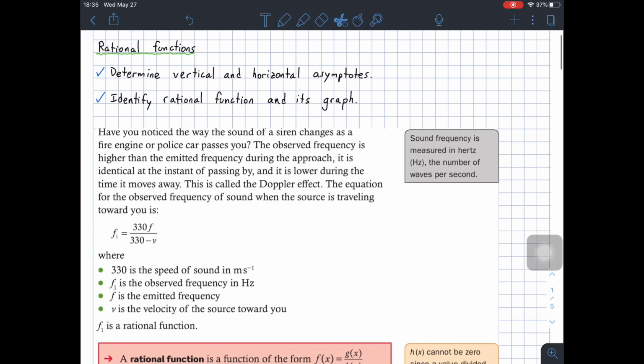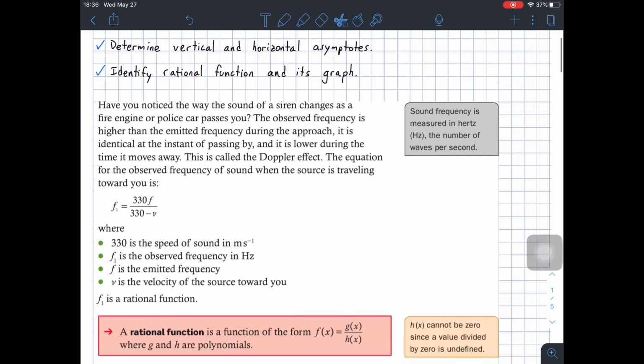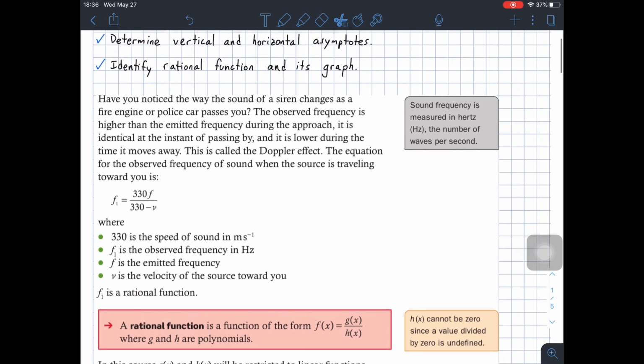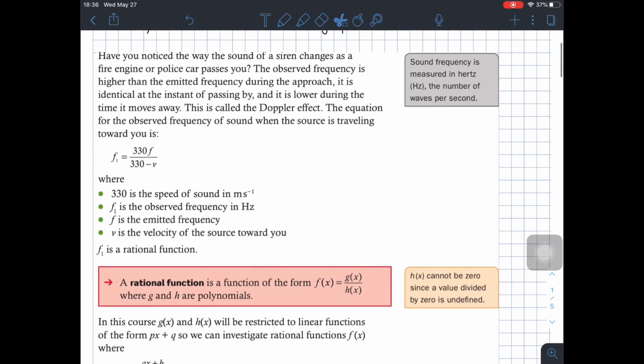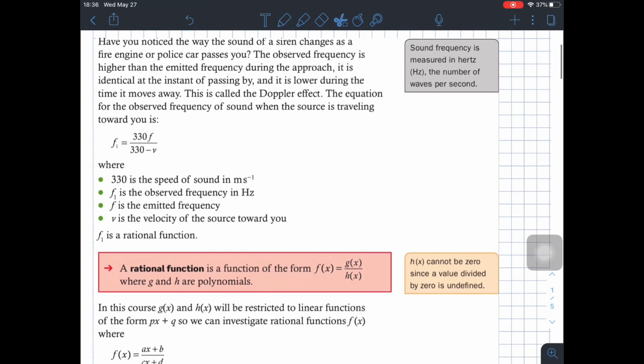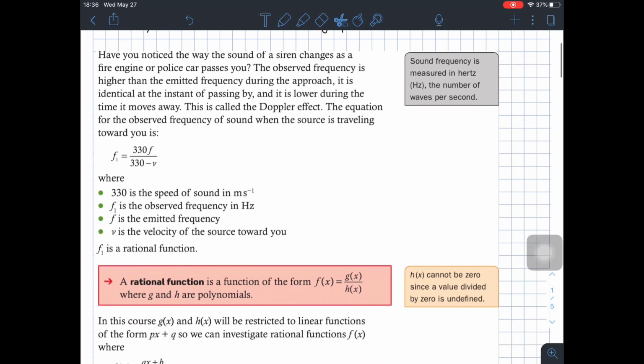So rational functions, the objectives for the class: number one, determine vertical and horizontal asymptotes, and number two, identify rational function and its graph. Okay, so let's start by analyzing a real-life application of this about rational functions.